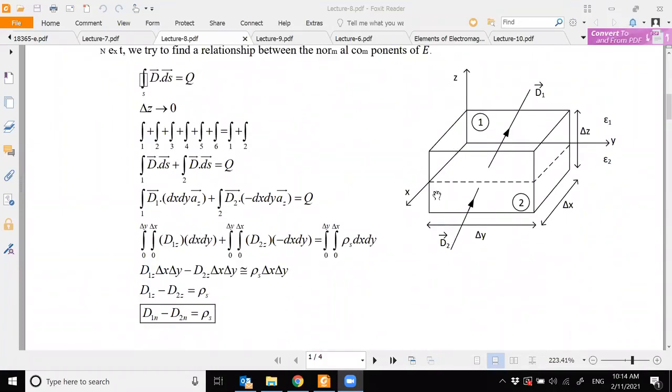Now, for the second boundary condition, we are trying to apply, again, say, Gauss's law. See here, this is my boundary.